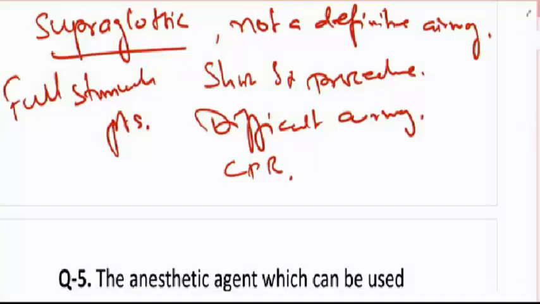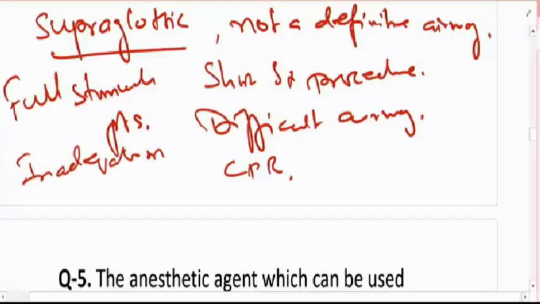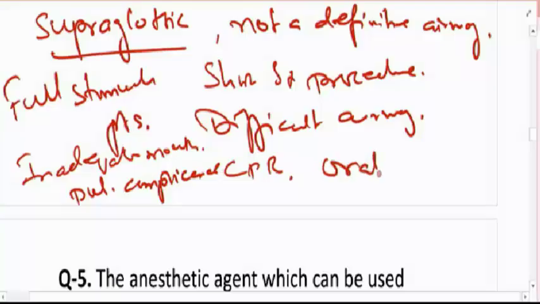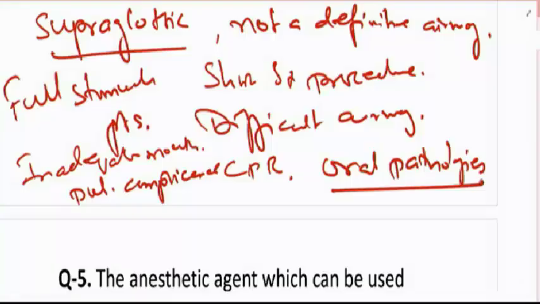Now, what are the other contraindications? Inadequate mouth opening, patients with low pulmonary compliance, for example, morbidly obese, and patients with oral pathologies. So, for example, the patient has a tumor in the oral cavity, right? Carcinoma base of tongue. All these will be a contraindication for LMA.